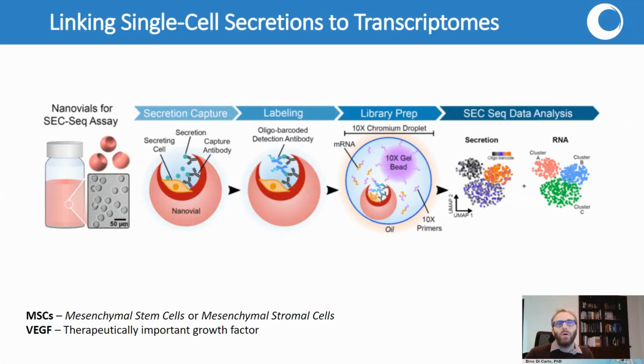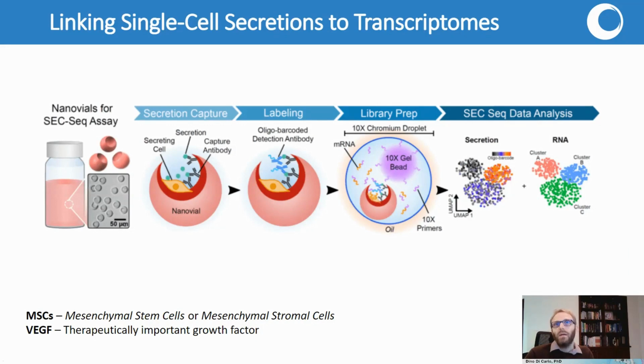So how does this workflow work? Again, you start with a tube of nanovials. You load your cells onto the nanovial. There are captured antibodies for the secretions of those cells. We allow them to secrete. We then label their secretions with an oligo-barcoded detection antibody.